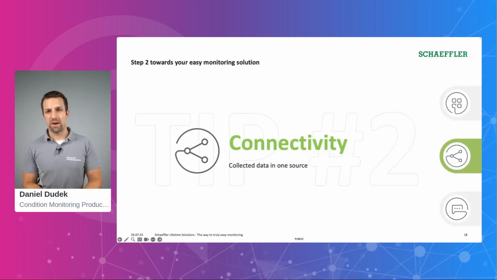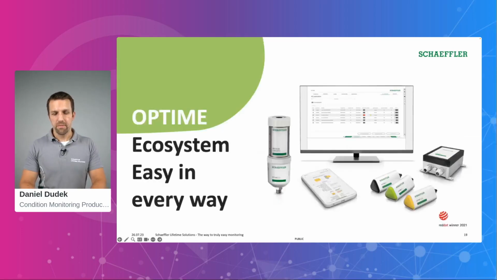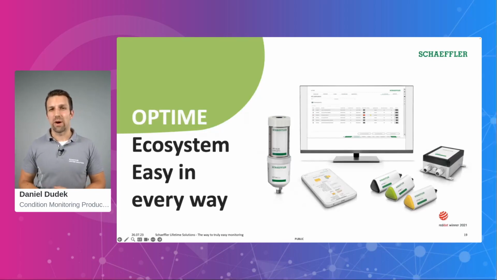I think you can guess by the name what this means. The ecosystem is something where more products, more parts work in combination with each other. And one example for this kind of combined data collection is an ecosystem like this. So our ecosystem was basically designed to be easy in every way. We also call it 4 times easy.